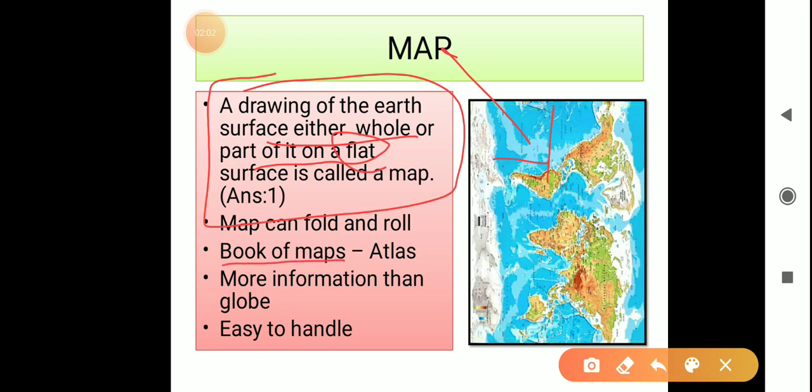A book of maps is called an atlas. The maps in an atlas will usually contain more information than a large globe. Thus, maps can have more information and are easier to handle than globes. That is the important point.